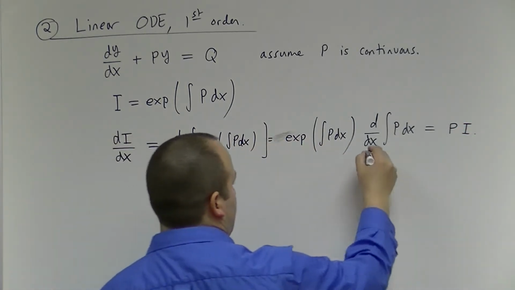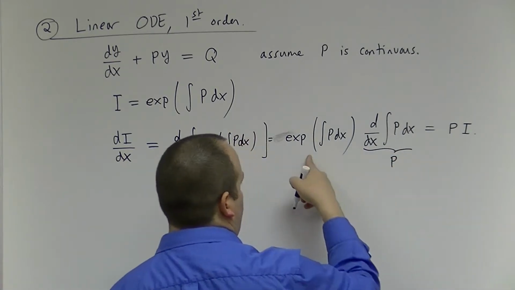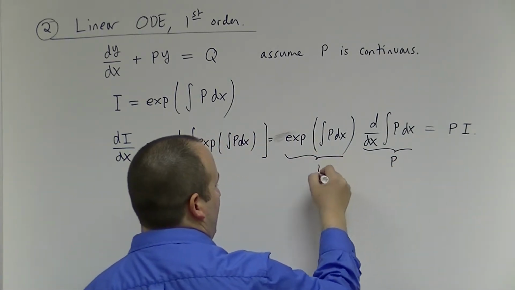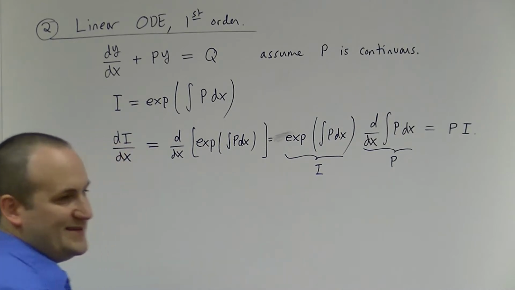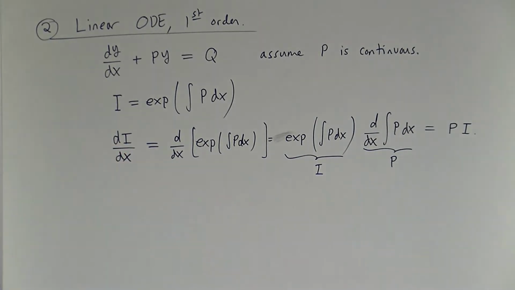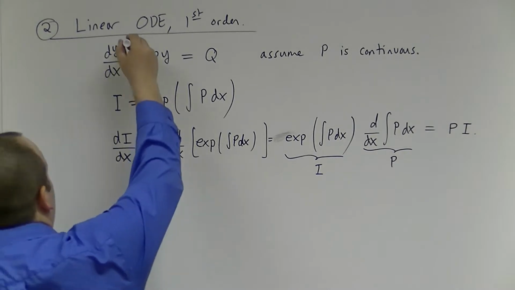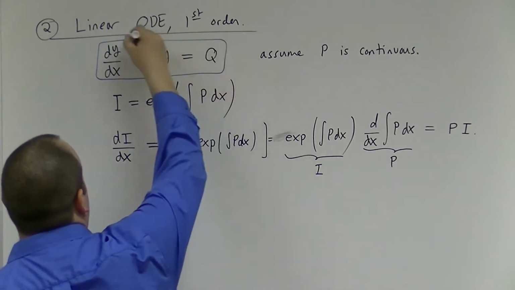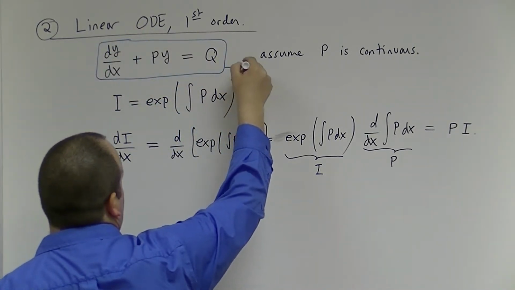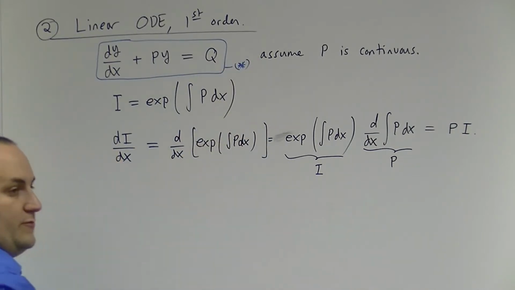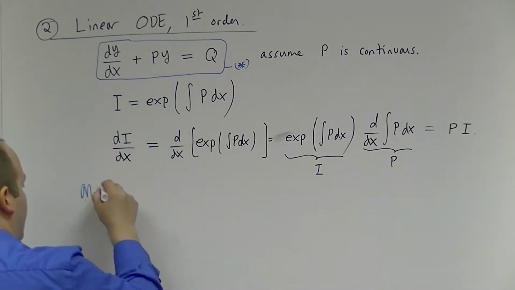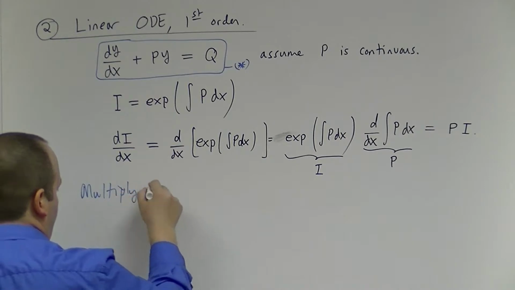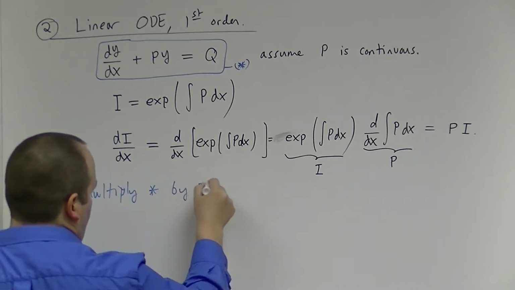What is this? This is I again, right? So the derivative of I with respect to x is p I. Well, this is really fantastic because if you go back to the original linear differential equation, which I will now call star, all right, multiply star by I, to get I star.